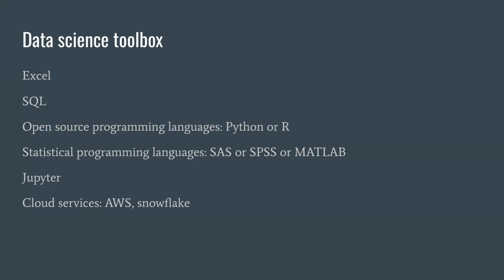Okay, let's look at the data science toolbox. Here are some examples: Excel, SQL, open source programming languages such as Python or R, but not limited to those two. Sometimes you get to use statistical programming languages such as SAS, SPSS, MATLAB, Jupyter Notebook, and cloud services such as AWS, Snowflake.